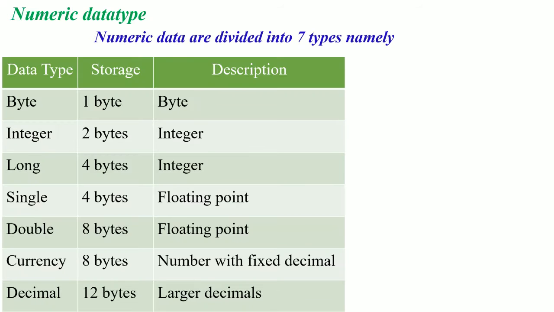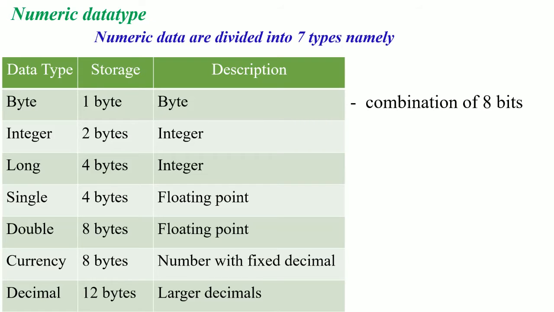Let us see the numeric data types in detail. Numeric data are divided into 7 types, namely, first byte, then integer, long, single, double, currency and decimal. These are the 7 different types of numeric data available in VB. Let us see the first one, byte. The term byte means a combination of 8 bits. So byte consists of only zeros and ones. A combination of zeros and ones is called a byte.